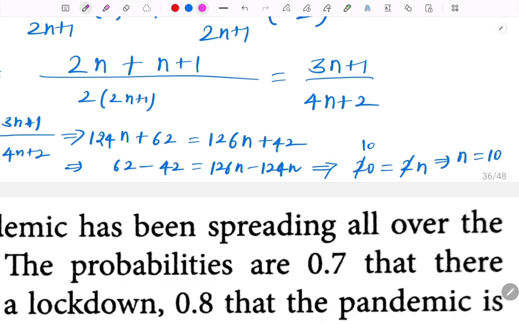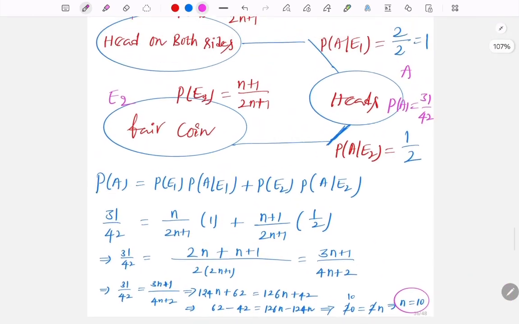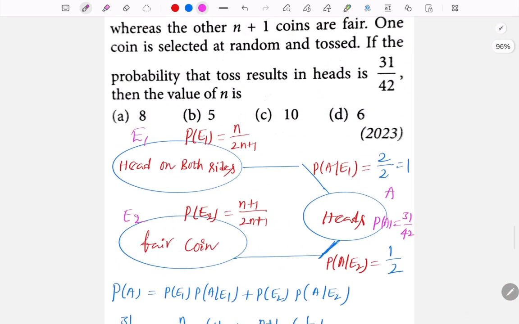So my final answer is how much? n is 10. They are asking the n value. Find the value of n. Yes, they are asking to find the value of n. What is the n value here? So 10. So my answer is 10. This is the way they ask.